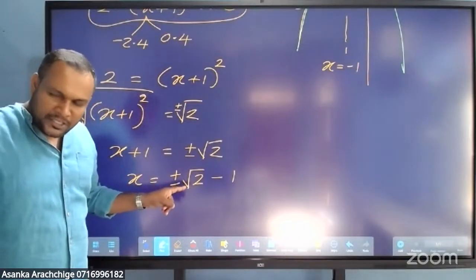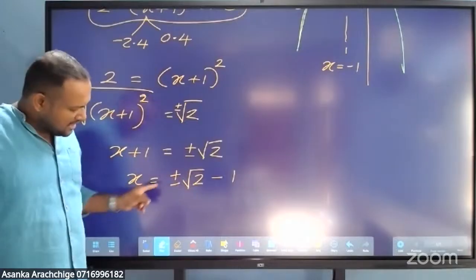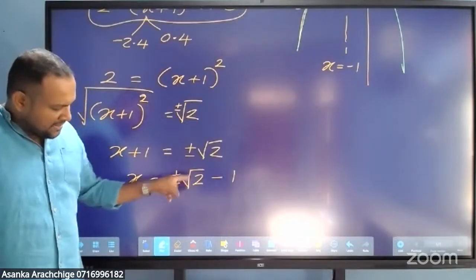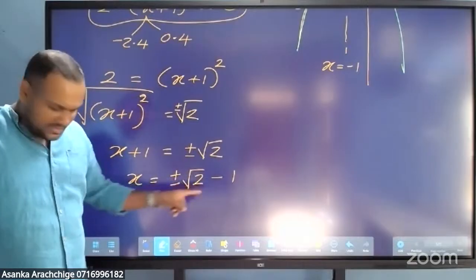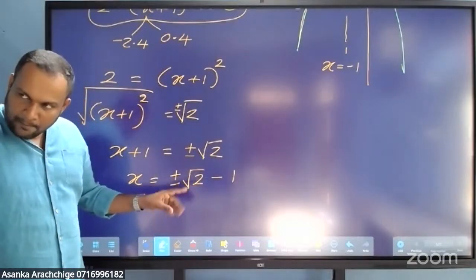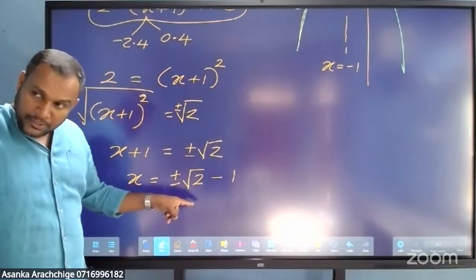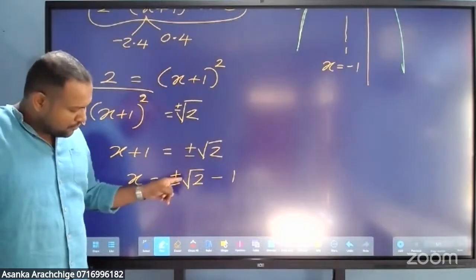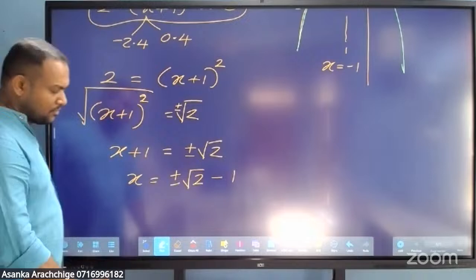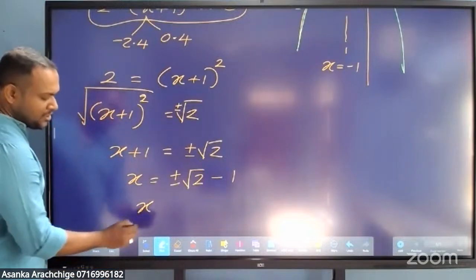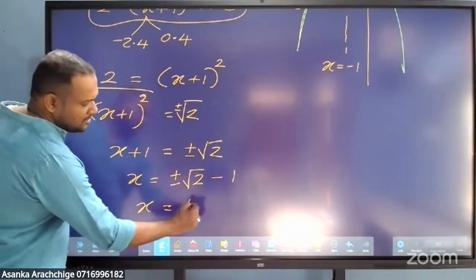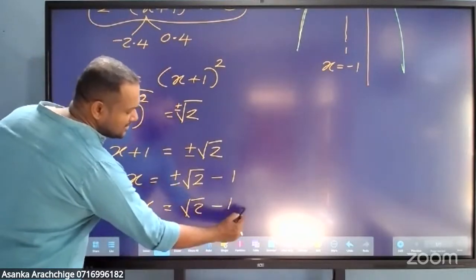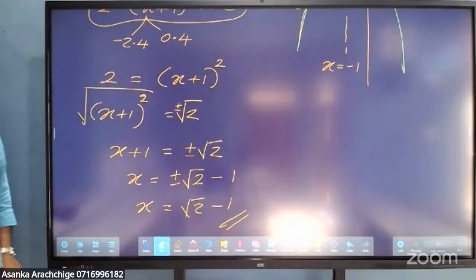Ours is the positive root, so the value we get must be positive. If we take the negative square root of 2, then x will be negative. But for x to be positive, we should take the positive square root of 2. Therefore, the positive root of this equation is the square root of 2 minus 1. Understood?